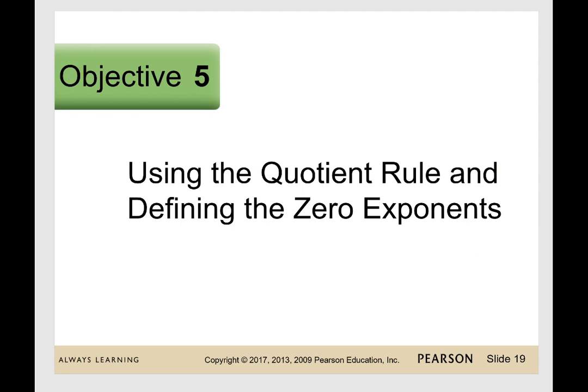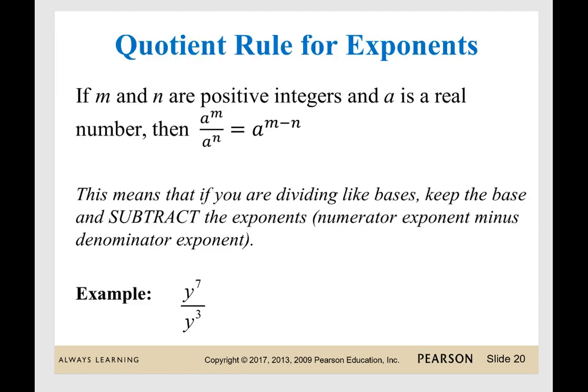All right, objective number 5 is the next two rules. They actually put these two together. There's the quotient rule, and there is the zero exponent rule. The quotient rule says if you are dividing like bases, you are going to keep the base and you are going to subtract their exponents. So this right here inside the box is the quotient rule, and here is the definition in human words.